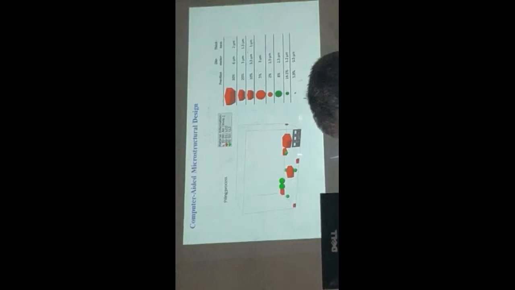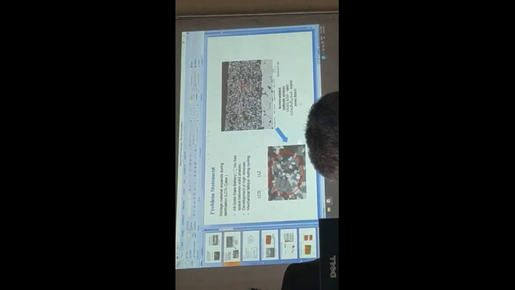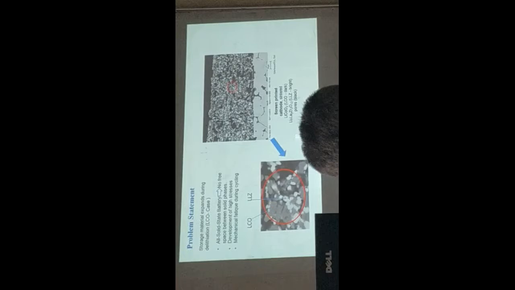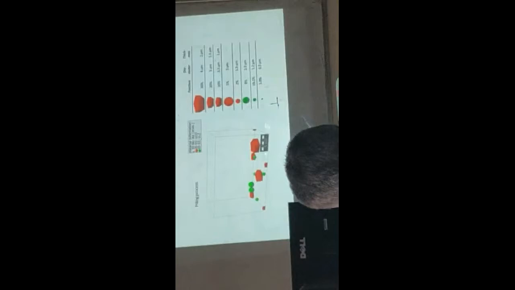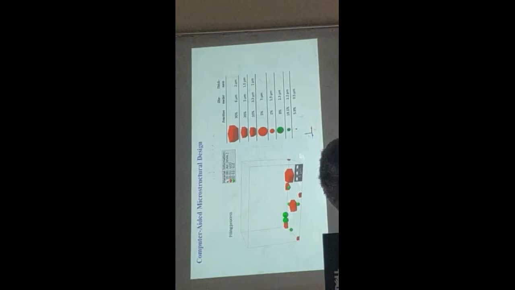But if we can return back, I don't know how to return back here. If we return back here, we noticed that the LCO here, the dark one, is almost flat. So we can say it's a hydroplanar shape. And the LLZ, the white, the bright one, is spheres. So that's why we choose the LCO to be coplanar, with a specific concentration and specific diameter. Now we have two shapes for LCO, coplanar with five edges, pentagon, and spheres. And for LLZ we have three spheres with different percentages and different diameters.